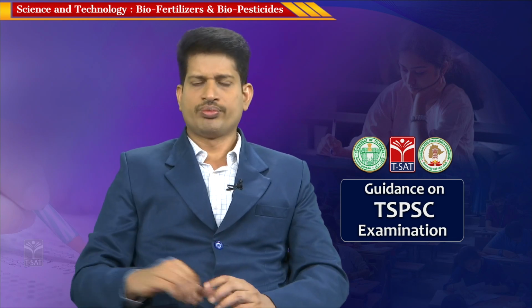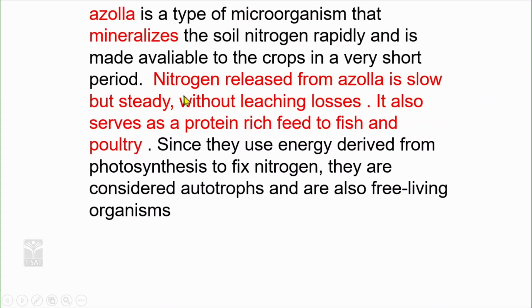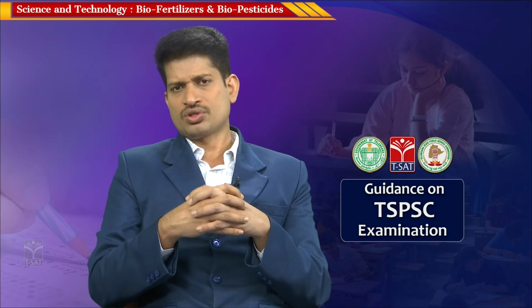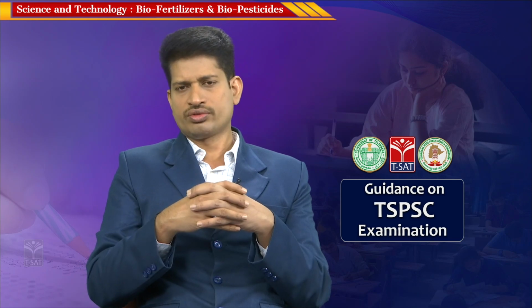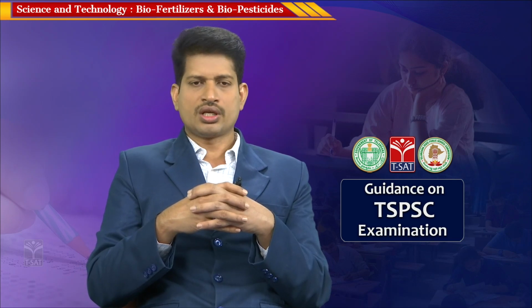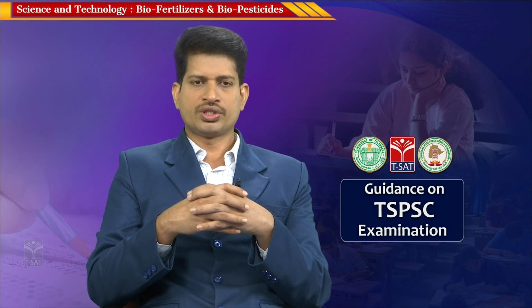Nitrogen release from azolla is slow but steady, without leaching losses. So, when the weathering, erosion and leaching dissolving rate is more, what happens is they will easily be dissolved and drained away before the plants absorb. So, when there is a slow dissolving nature, the plants will have a sufficient amount of time to absorb over a long duration of period rather than a short duration of period. It serves as a protein-rich feed to fish and poultry.